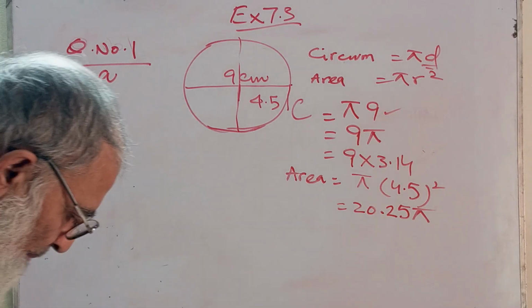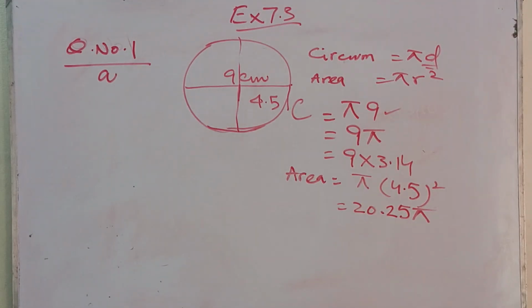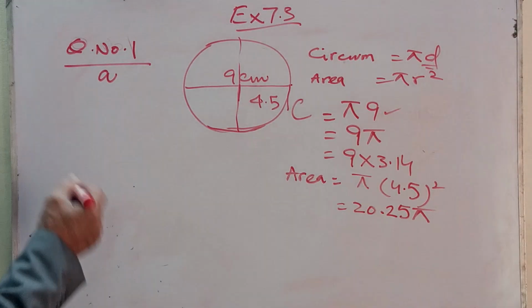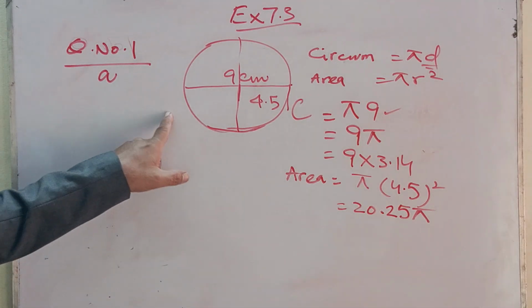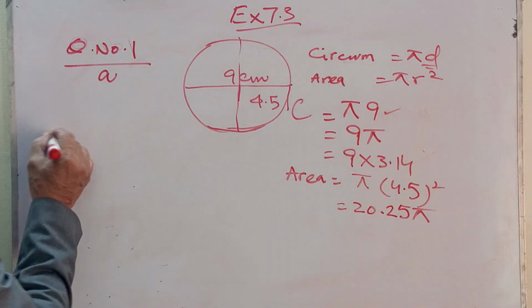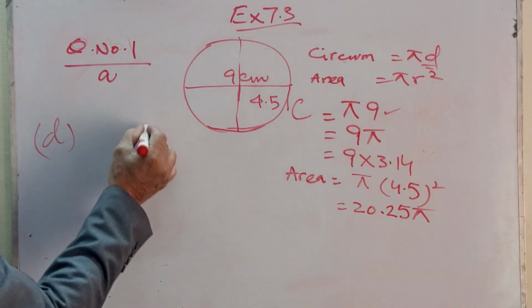Part C, but part D is something different. Now this was the full circle, and part A, B, C are given with the full circle, and part D is given with the half circle or semicircle.